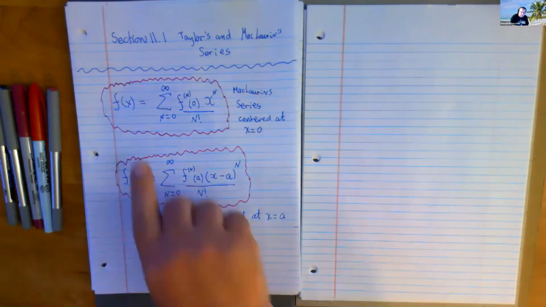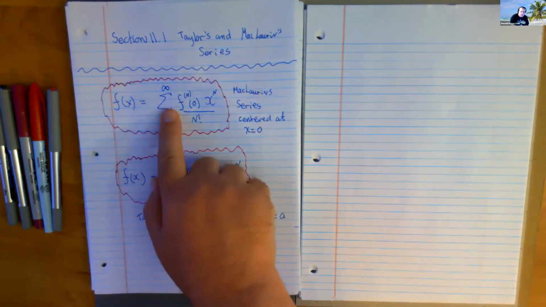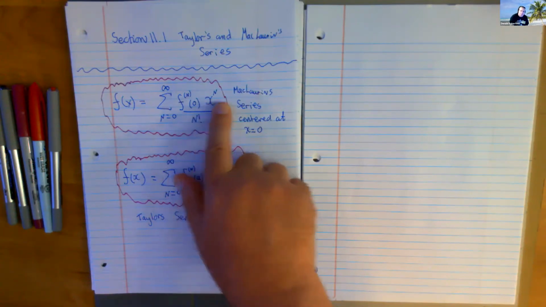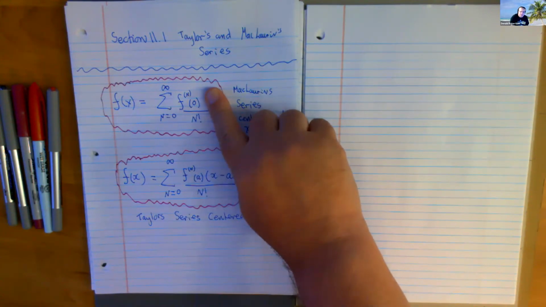Maclaurin series basically says that the function f of x can be written as this series. The x to the n basically just gives you your powers of x. So when n is 0, you get a constant. When n is 1, you get the x term. When n is 2, you get the x squared term, to eternity. And if you cover that up, this bit here is basically the coefficient of the power of x. So if you want to know what is on the x to the 10 term, just find the 10th derivative at 0 and divide it by 10 factorial.